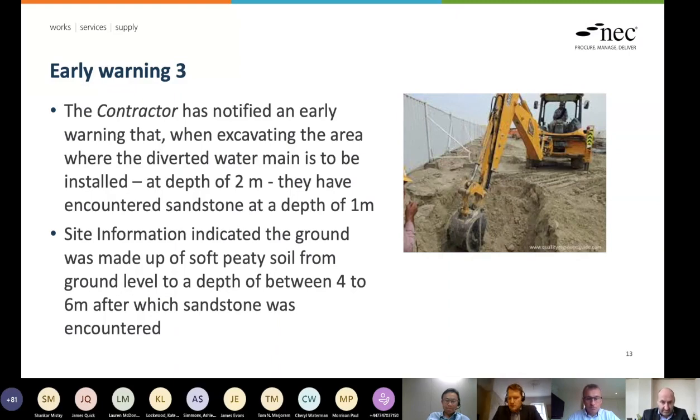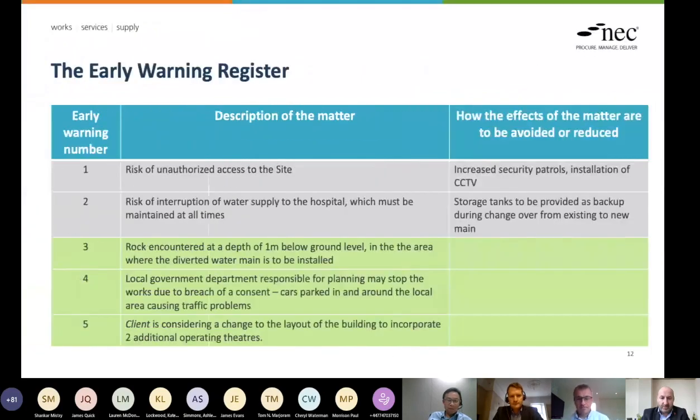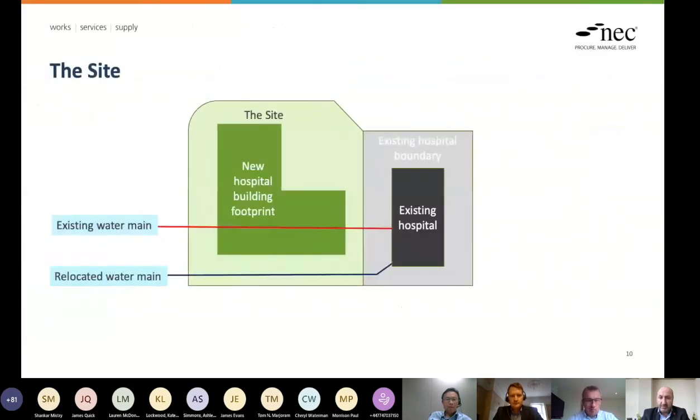Matthew? Yeah, fair enough. So are we talking about the foundations now? Is that the big concern at the minute? Yeah, I think that's it. If we look again at the structure of the building, the water main was at the bottom of the site. We're now looking at the actual building footprint itself. And if we're seeing sandstone at a much higher level there, that could have a major impact on the designs that have already been proposed around the pile foundations.